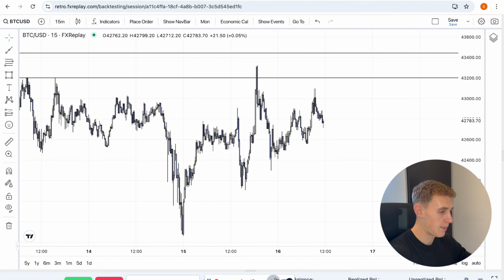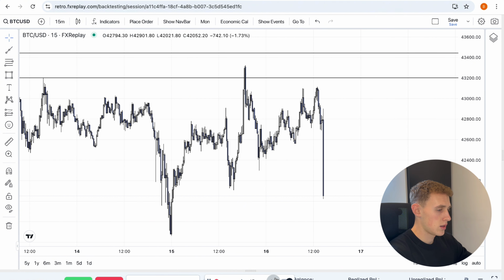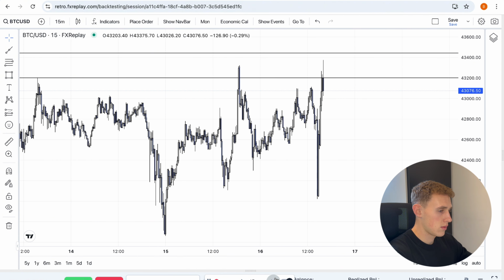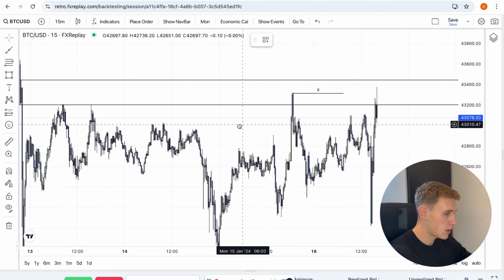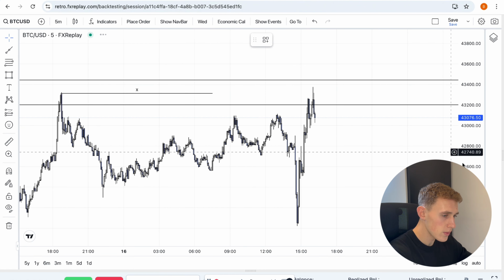Looks like it's going to re-grab the highs instead. There we go. So we've had a re-grab of that high, still within that supply zone. Let's see what it does here.